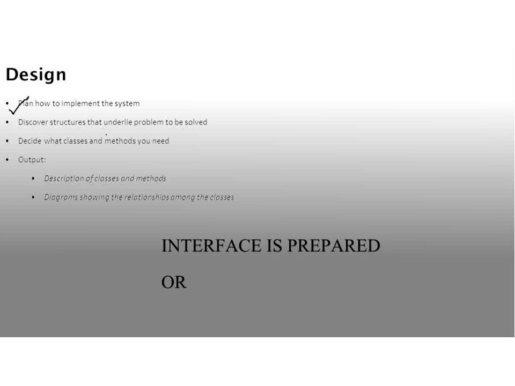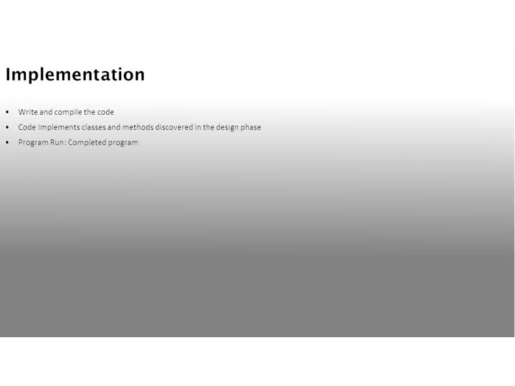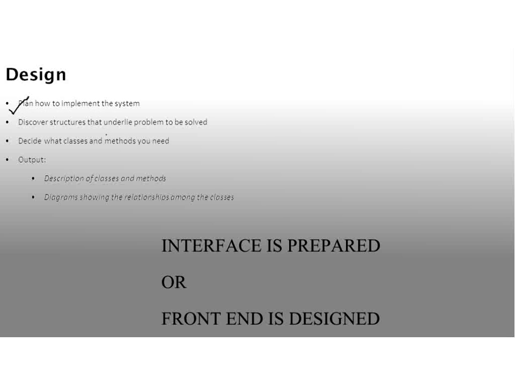So we have to discover the structure that underlies the problem to be solved, and we have to decide what classes and methods we will use. So the output of this phase is the description of classes and methods, and also the diagrams which show the relationship among the classes. So what type of relationships do we have among classes? Is-a and has-a, exactly. So we have two types of relationships among classes, is-a relationship and has-a relationship.